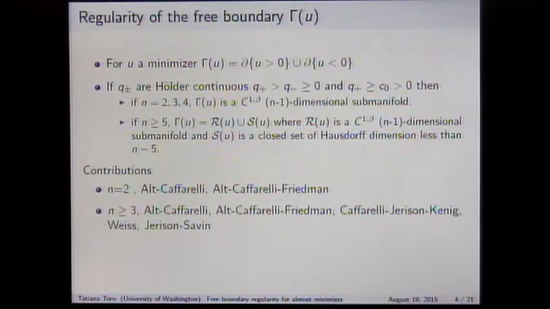In the case where n is greater or equal than 3, the initial work of Alt-Caffarelli said the following thing: the free boundary can be written as a regular set union a singular set. They knew that the regular set was a C^{1,β} (n-1)-dimensional submanifold, but with respect to the singular set, initially the only thing they knew was that it was a closed set of Hausdorff dimension at most n-1. Okay? That was for the one phase.